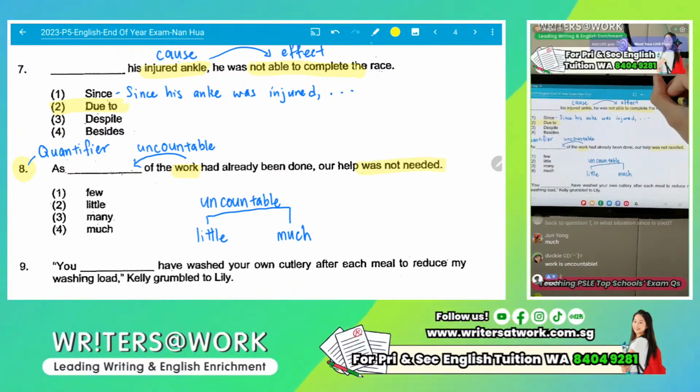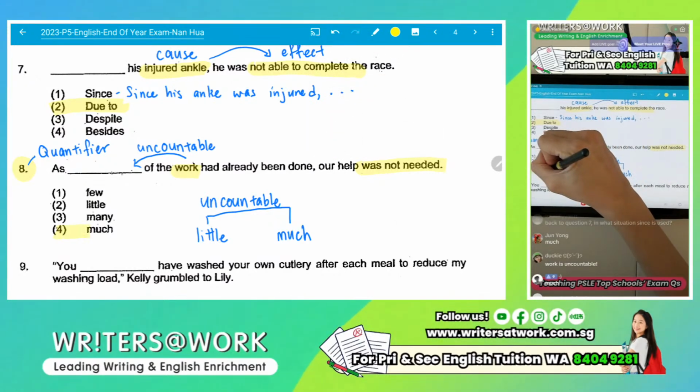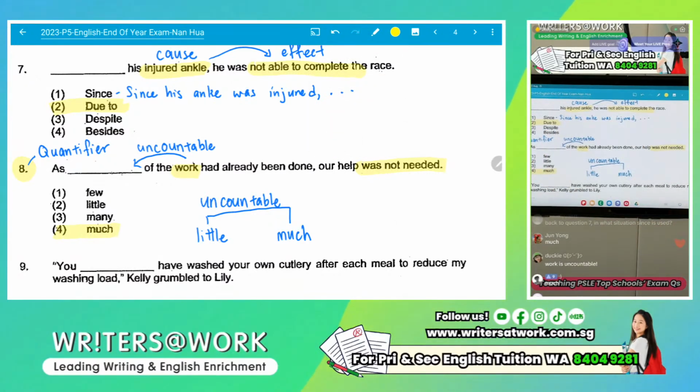So we'll be sticking with option 4, much. Okay, so well done to Jin Yong, Smiley Face, and Ducky for getting the right answers and joining in the chat also. A large amount of an uncountable noun has already been done, so our help was not needed.